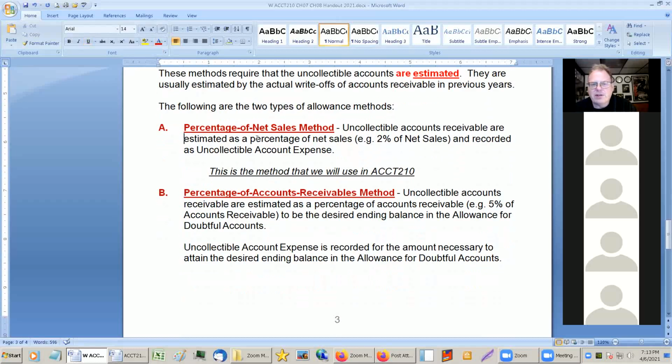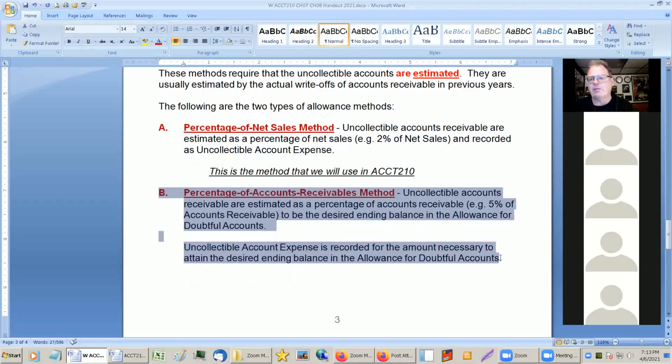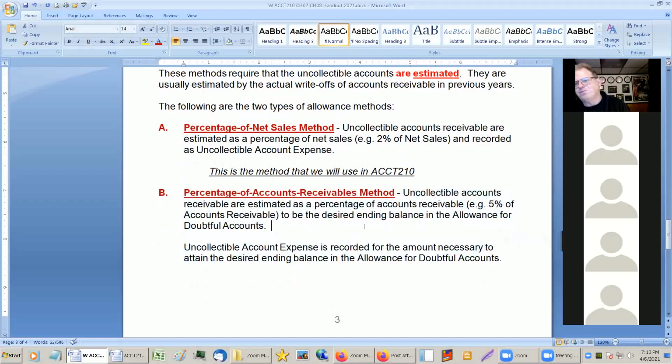The one that we're going to use in this class is going to be the percentage of net sales, just because the whole idea is to give you an idea that we're making an estimate on it. Actually, many companies will use both of these methods. So there's two methods, percentage of sales and percentage of accounts receivable. Either method is fine.